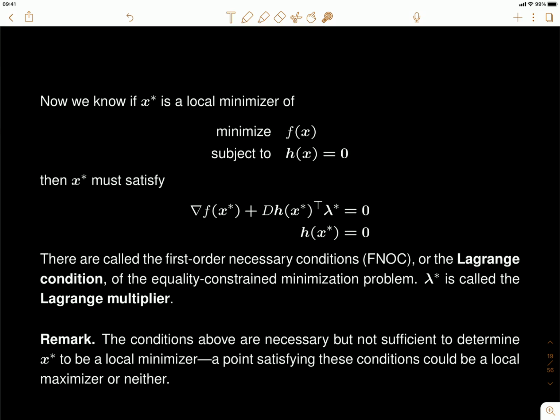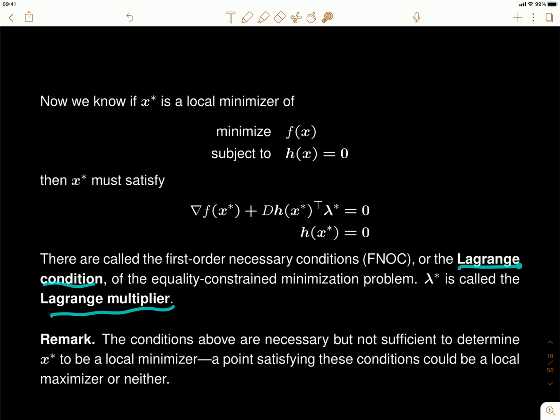On the other hand, since x star must be a feasible point, it must satisfy this, that means h of x star must be equal to 0 as well. So these two together are called the first order necessary condition, or the Lagrange condition. So in summary, if x star is a local minimizer of this equality constraint problem, and at x star the Jacobian of h has full rank, then you must be able to find some lambda star such that x star and lambda star together satisfy this, and this is called the first order necessary condition, or in other words, the Lagrange condition. And this lambda star is called a Lagrange multiplier.